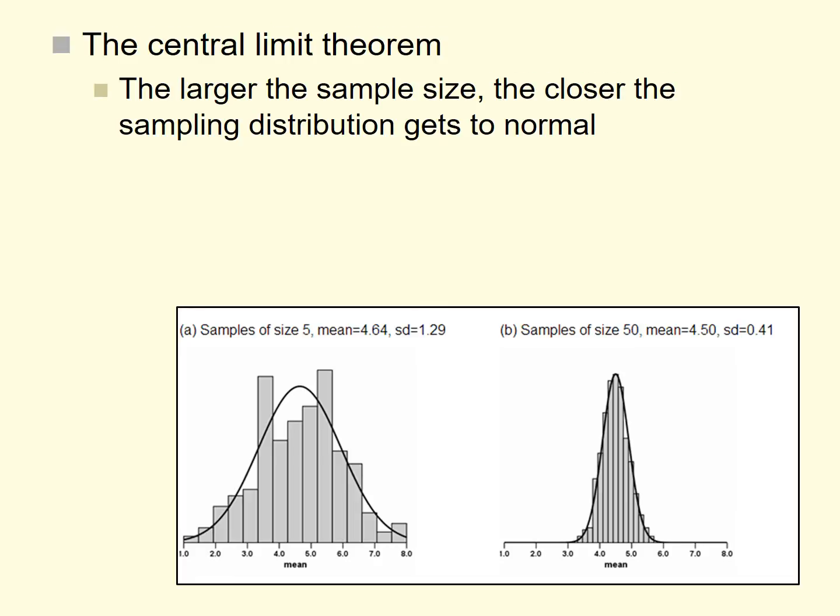Because of the scaling of these two images, it looks like the one on the right is much more peaked, but really the one on the right is much more consistent with a normal curve than the one on the left. And what's important is the mean is 4.5, which happens to be the real population value for the mean in this simulation. And of course the standard deviation, or the standard error as we might call it for a sampling distribution, is much smaller.